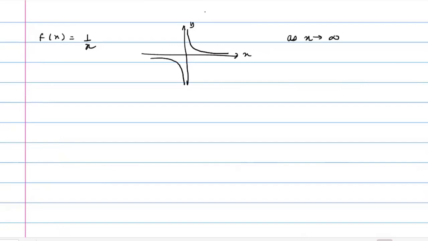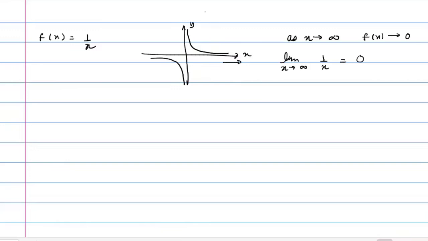When you look at the function 1 upon x, it is a reciprocal function. The graph looks like this. So this is x and this is y. Okay, so as x tends to infinity, where is the function heading? And the answer is 0. So f of x tends to 0. And that same thing happens on the other side as well. So how do we write it? We write limit x tends to infinity, 1 upon x, the answer is 0.